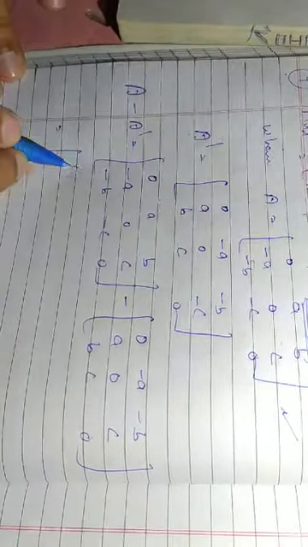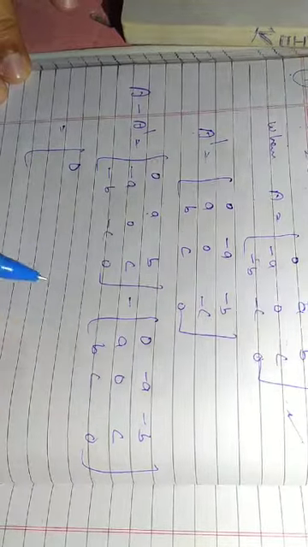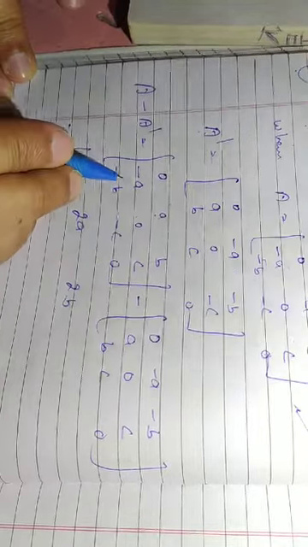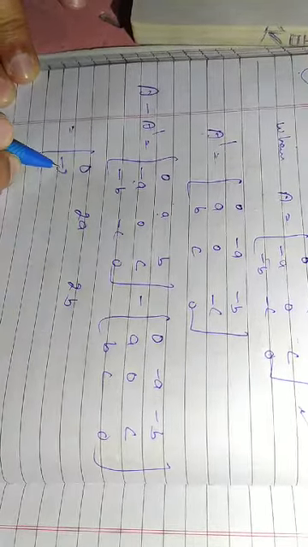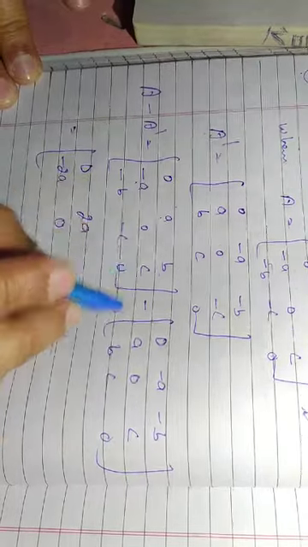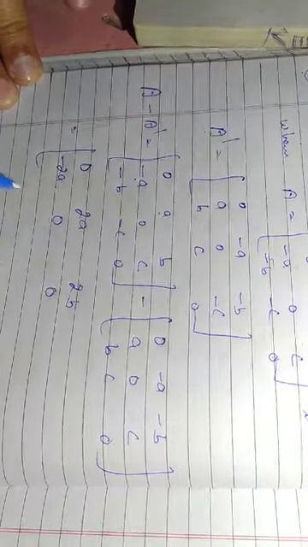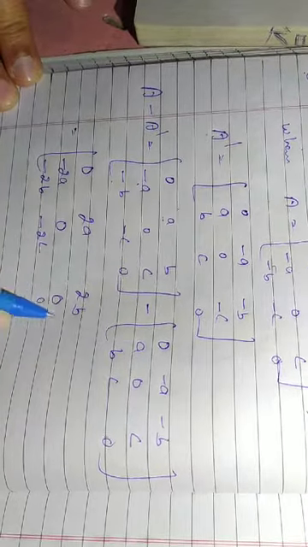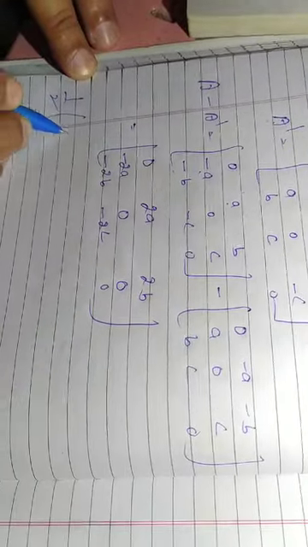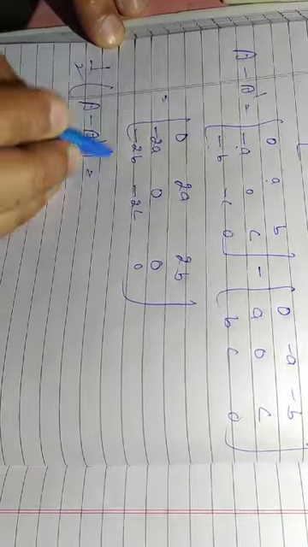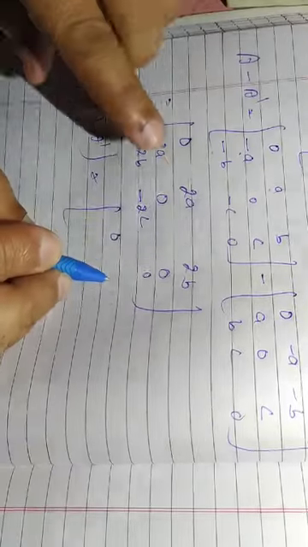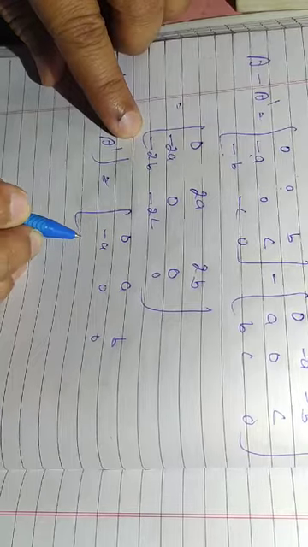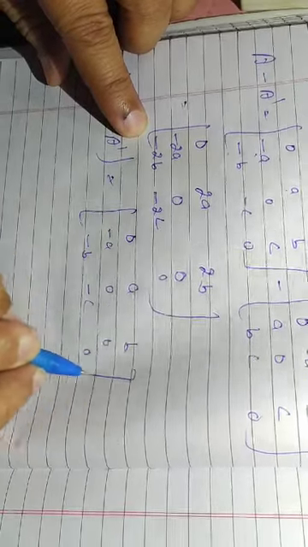0 minus 0, 0. Minus a minus minus a plus a is 2a, b plus b is 2b. Minus a minus a is minus 2a. 0 minus 0. c minus c is 0. Minus b minus b is minus 2b, minus c minus c is minus 2c, and 0. Then we find 1 by 2 of A minus A transpose. Divide this matrix by 2. It becomes 0, a, b, minus a, 0, c, minus b, minus c, 0.